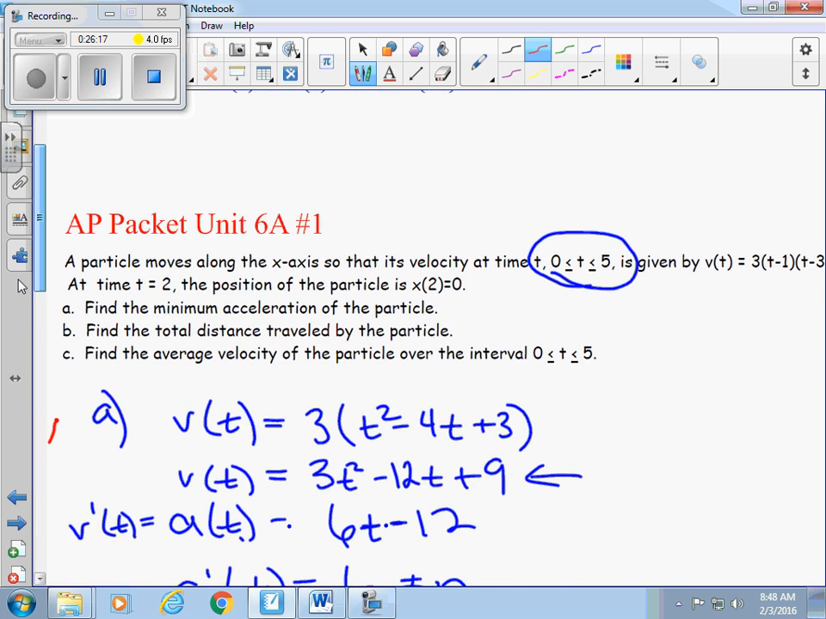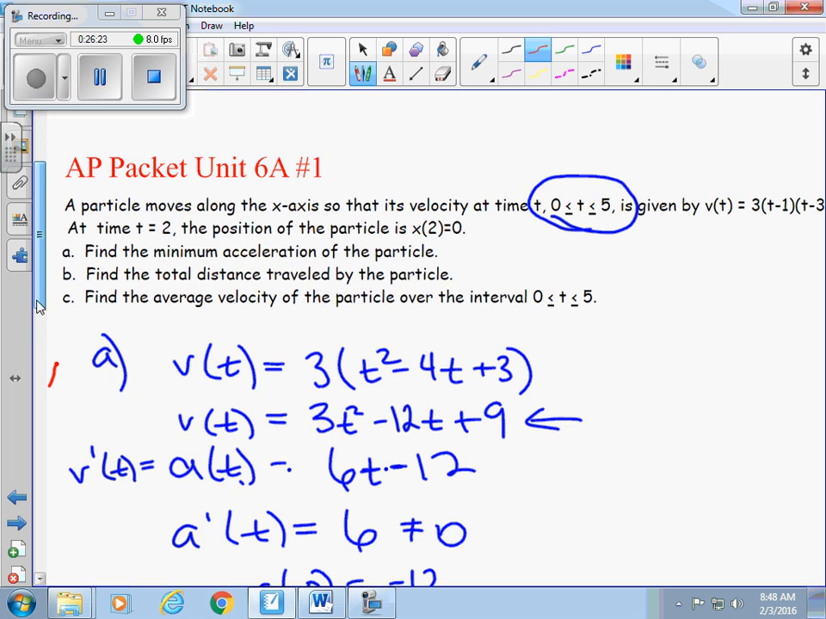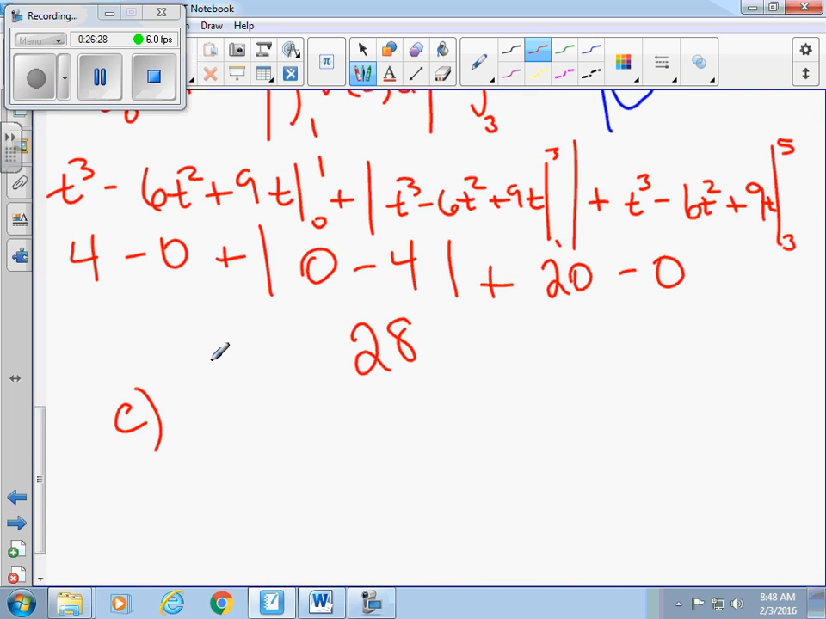Average value. How do you do average velocity? I kind of gave you the answer. We'll pretend I didn't do that. How do you do average velocity? Why average value? It doesn't say average rate of change. And what function do I have? I have velocity. I want to stay on velocity. What's the formula for average when you want to stay on the function you're on? Average value. What if I wanted average acceleration?